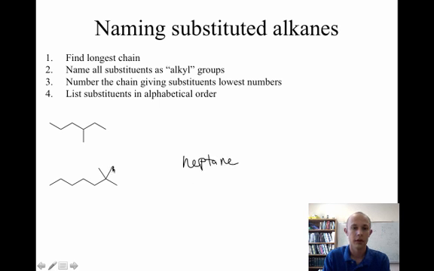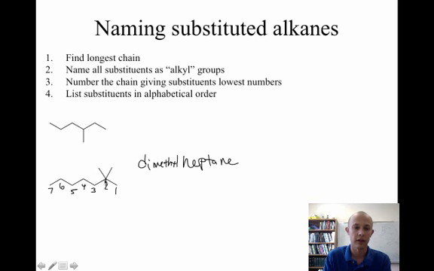And then these are both methyl groups. So we have 2 methyls on this carbon, so this is going to be called a dimethyl heptane. And notice that both methyls are on the second carbon. 1, 2, 3, 4, 5, 6, 7. Notice if we started numbering here, it'd be 1, 2, 3, 4, 5, 6.